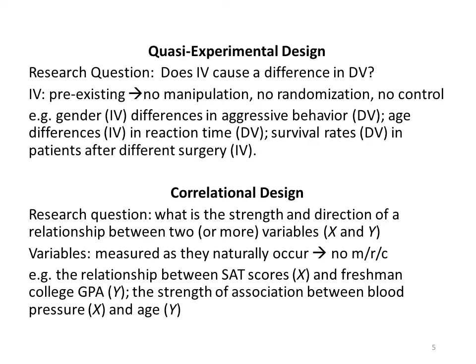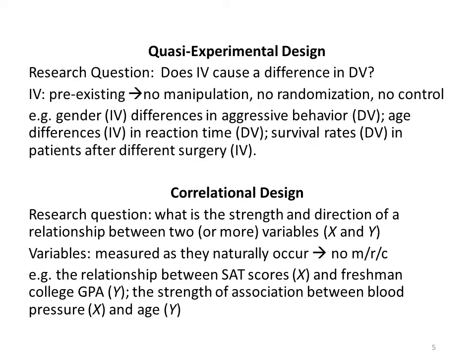Quasi-experimental design also compares the effects that the independent variable makes in the dependent variable. But in quasi-experimental design, the independent variable is usually a pre-existing condition, so there is no manipulation, no random assignment of the participants, so there is no control group.